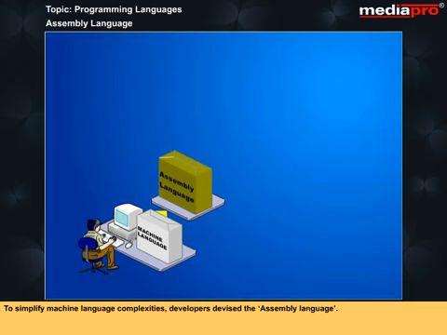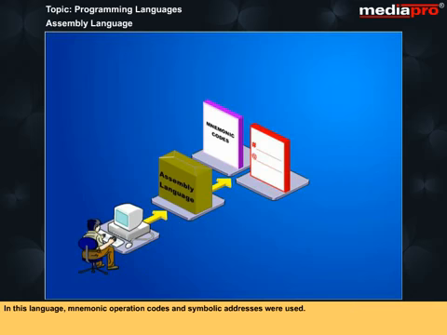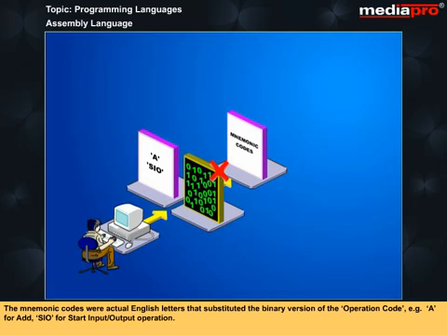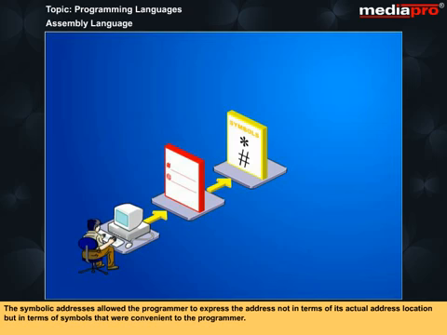To simplify machine language complexities, developers devised the assembly language. In this language, mnemonic operation codes and symbolic addresses were used. The mnemonic codes were actual English letters that substituted the binary version of the operation code. Example, A for add, SIO for start input-output operation. The symbolic addresses allowed the programmer to express the address not in terms of its actual address location, but in terms of symbols that were convenient to the programmer.